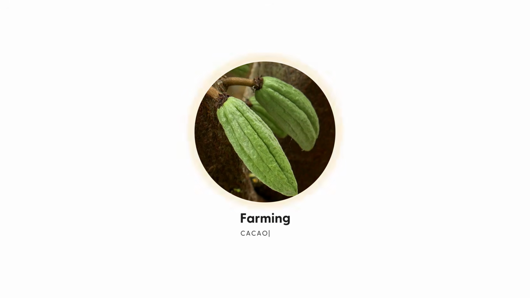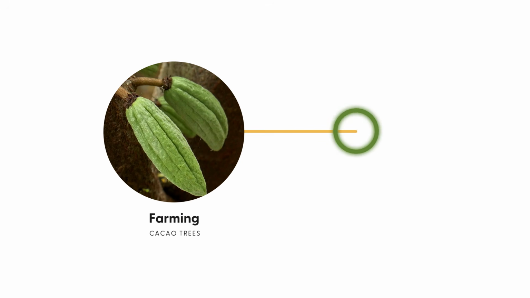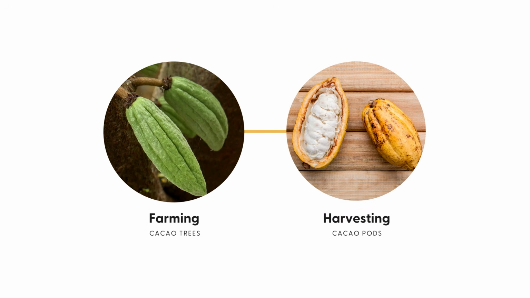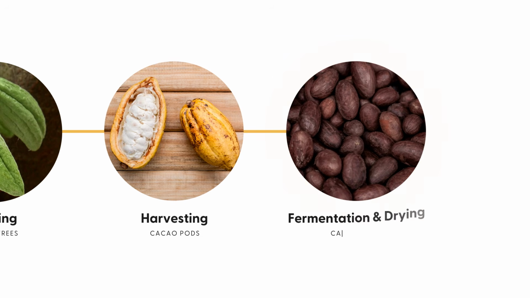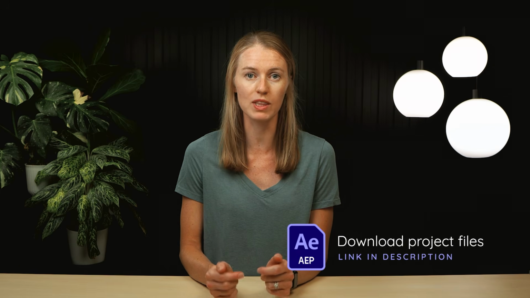In this video, I'll show you how to animate a timeline in After Effects. You'll learn about masks and mattes, trim paths, how to add stylized details to make your animations more interesting, and much more. You can download the project files to follow along with the link below.